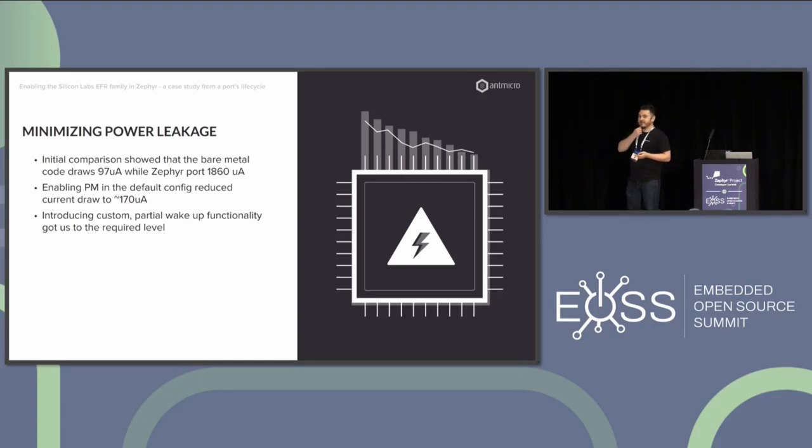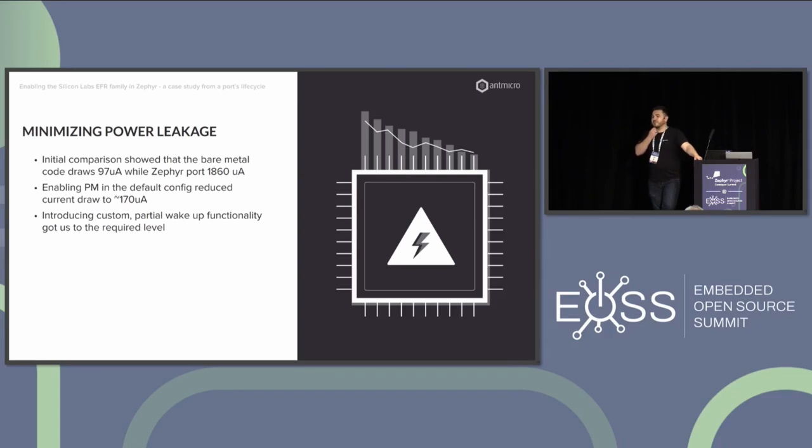The first test was super tragic. We ran a bare metal application, a Bluetooth beacon example. Bare metal was drawing something around 100 microamps, and Zephyr was drawing about 20 times more. So that was super tragic. Of course, it wasn't exactly an apples-to-apples comparison. We were running a beacon in both cases, but with different stacks and so on. But still, a 20 times difference is not acceptable.